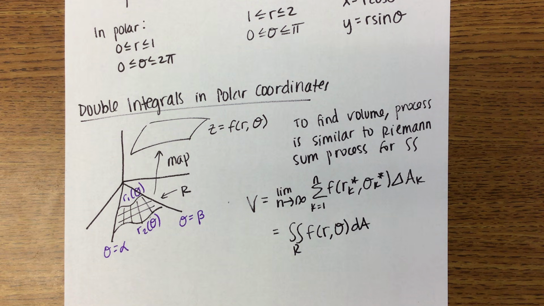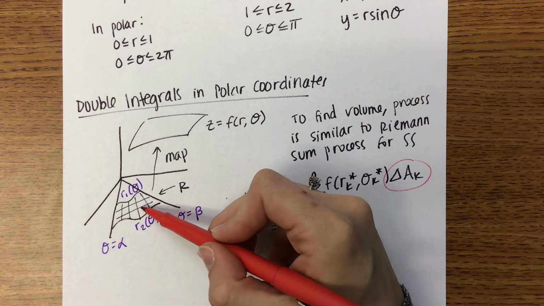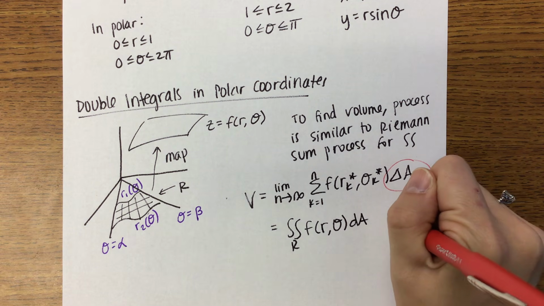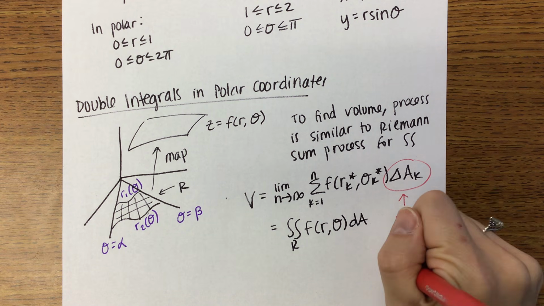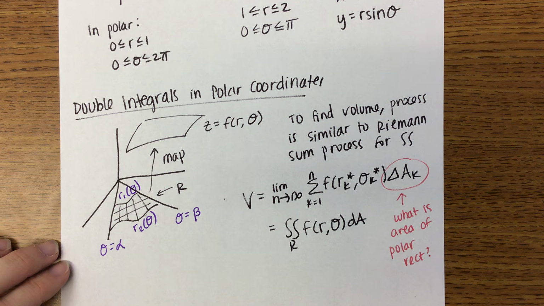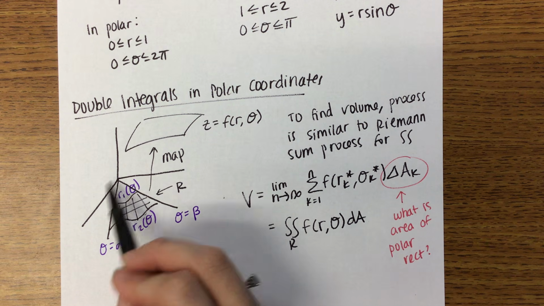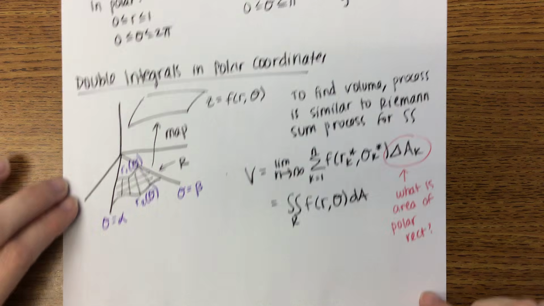Now, here's the big question, though. You guys just told me this is the area of the base. Do you recognize, though, looking at this, that this is not a traditional rectangle? Okay, so the real question is, how do you find the area of a polar rectangle? Because that's going to come into play with our conversion. So we are going to zoom in on this a little bit and do some algebraic work to figure out what the area of a polar rectangle is.